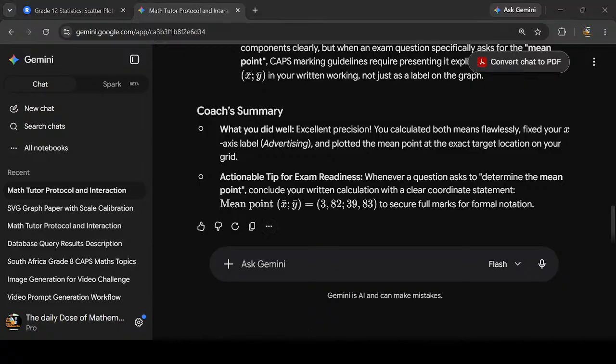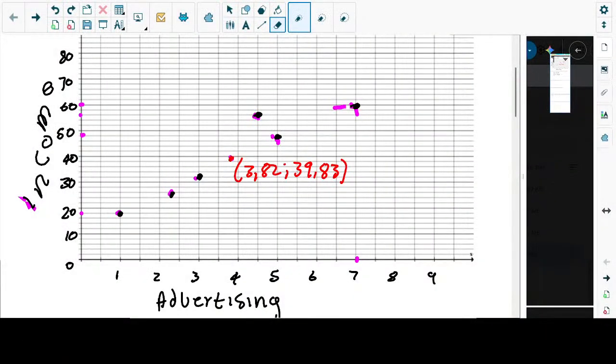Guys, let's give Itu a round of applause. This time around, he managed to plot it correctly without any lines. So thank you, Itu. Okay, we are moving on to the next question.